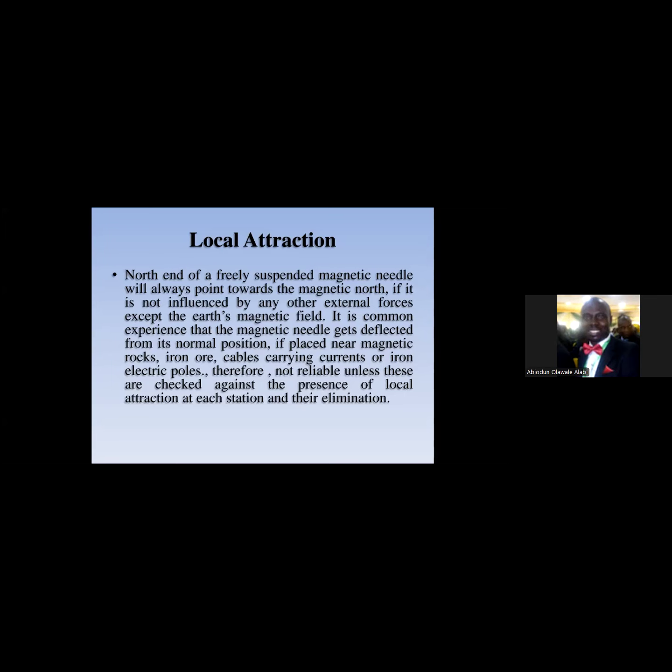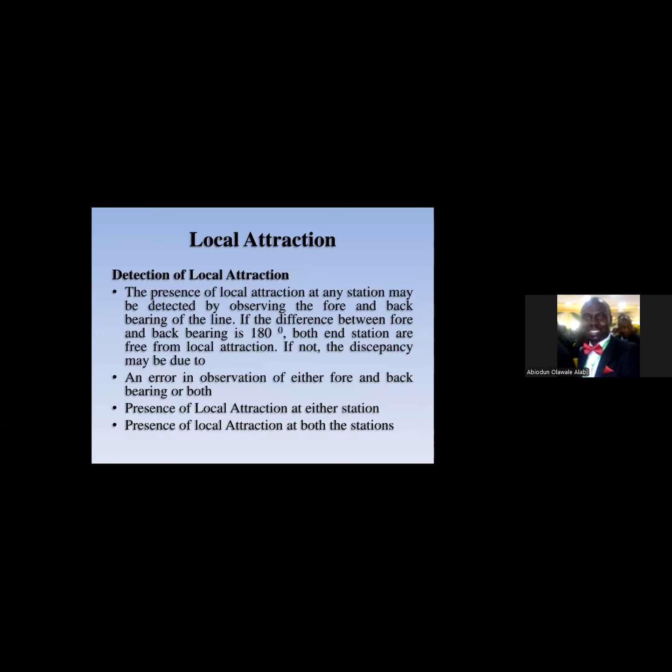So when you are on site or on the field using a magnetic compass, you make sure that there are no steel, electric poles, iron ore, or any form of magnetic substances that can influence the deviation of the magnetic needle, so that it does not point towards the direction of magnetic north. Okay, so that is what local attraction is all about. And you can actually detect where you have local attraction in your observation.